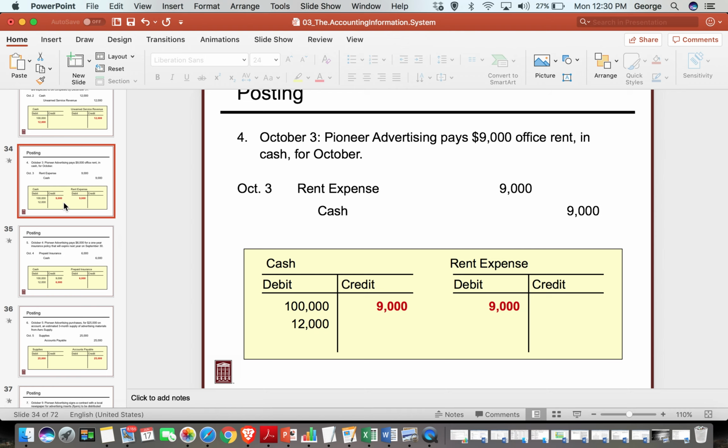All right, Pioneer Advertising pays $9,000 on rent. So rent expense, debit balance, increased by debits. So right down here, rent expense, $9,000 debit increased. Cash, on the other hand, is being decreased here. I'm paying out cash, running a check, right, for $9,000 in cash, so that's going to be credited.